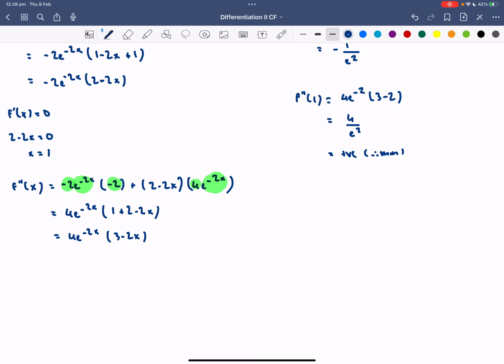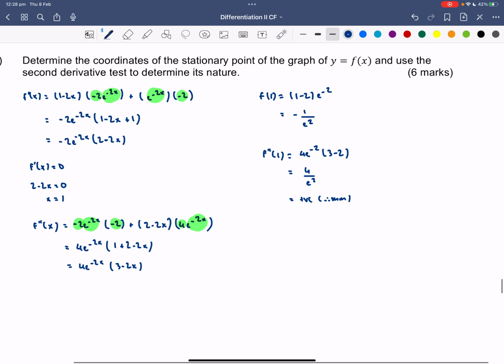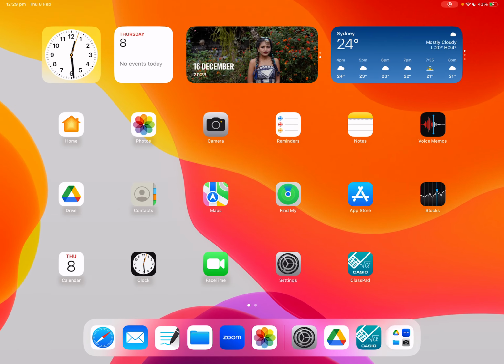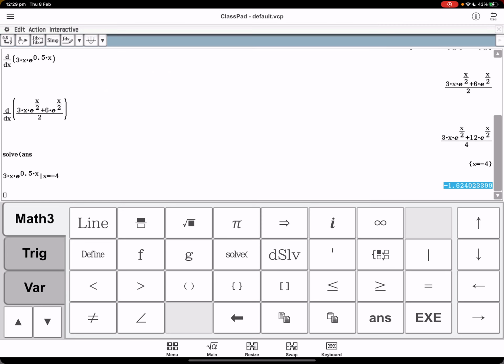Therefore, min. So basically what we can say, guys, for 6 marks, therefore, there is a minimum at an x value 1 and a y value at 4 on e squared. Okay? 1 take 2x, e to the minus 2x.